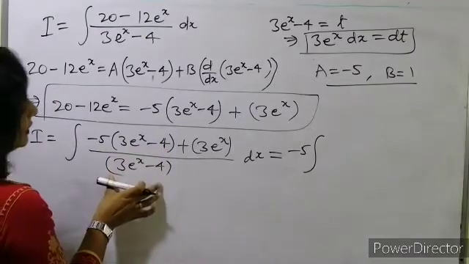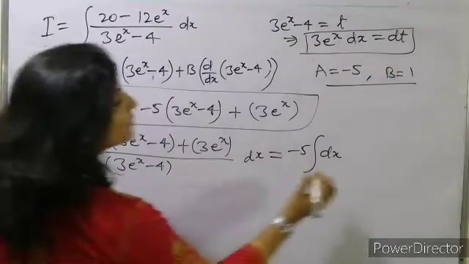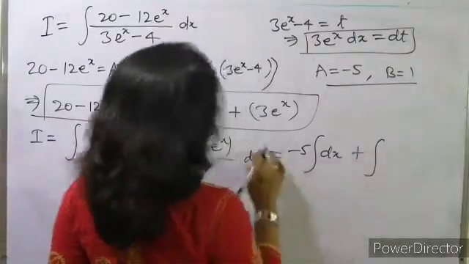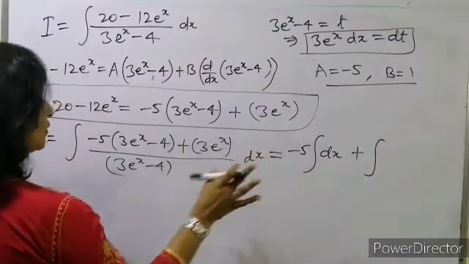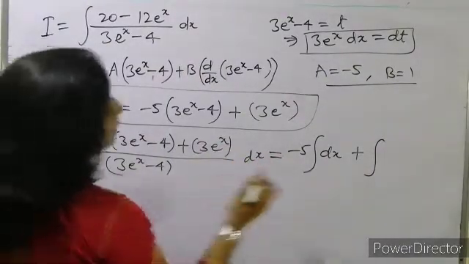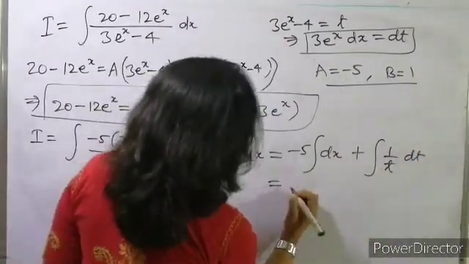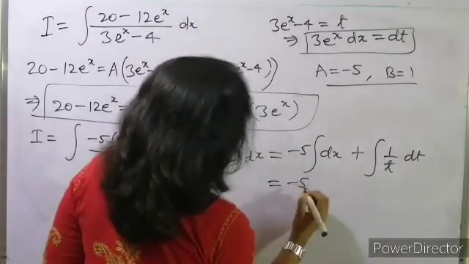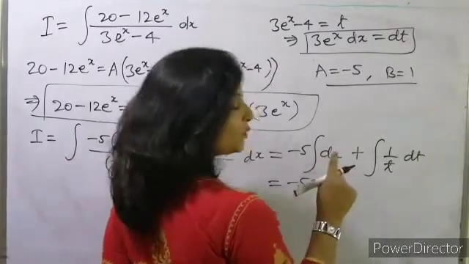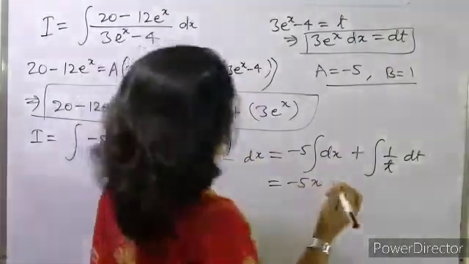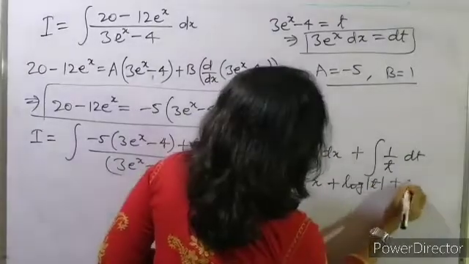And now this function divided by this function will be equal to 1, तो dx, and now plus 3 e to the power x dx is equal to dt, and this is equal to t, so 1 upon t dt, okay. So when we'll find out what value we'll get, -5 and x, when we'll integrate 1 with respect to x, we'll get x, okay, and plus log of t plus c.